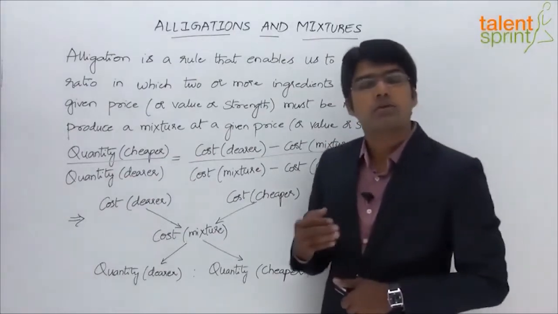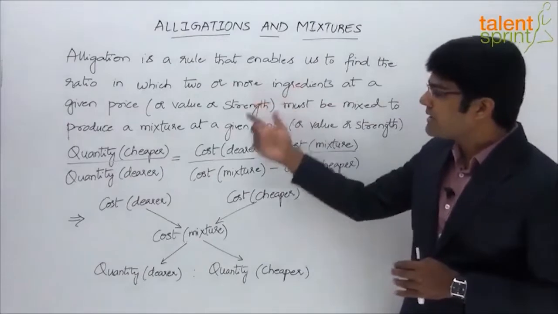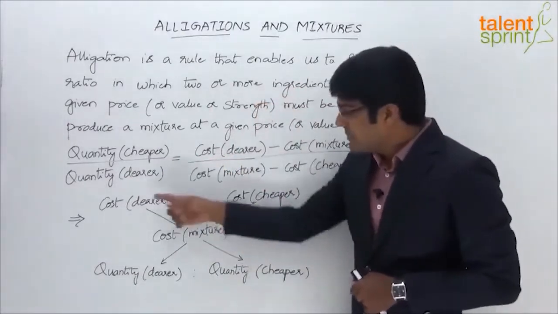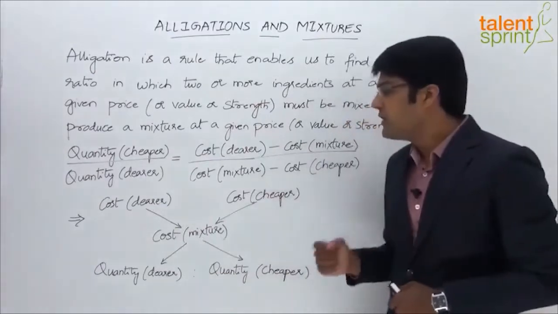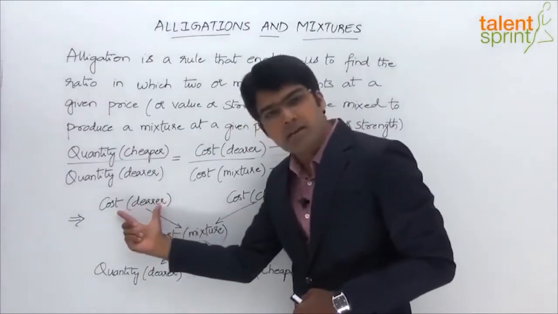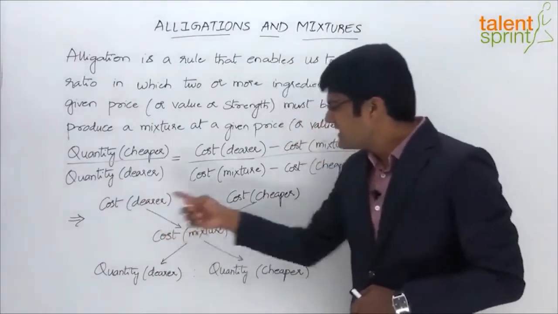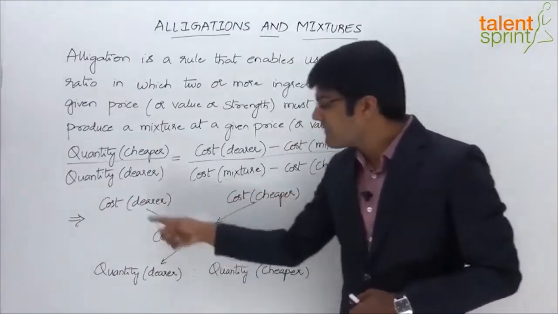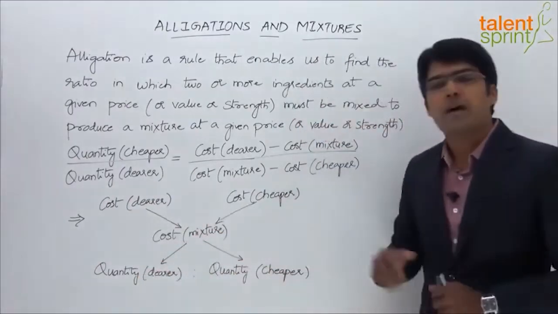Next comes the pictorial representation of the alligation rule. That is, the rule or the equation that we have learnt here can be pictorially represented as shown on the board. According to which, when we take the cost of the dearer quality, the cost of the cheaper quality and the cost of the mixture in this format, the cross differences will give us the ratio in which the two quantities have to be mixed together.